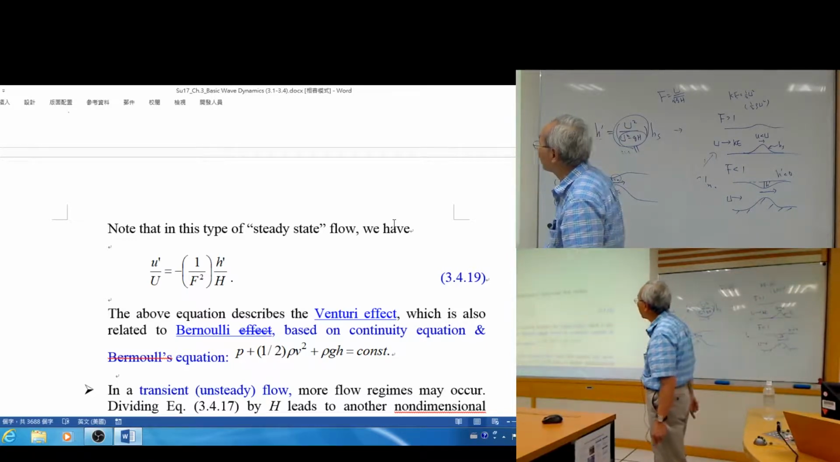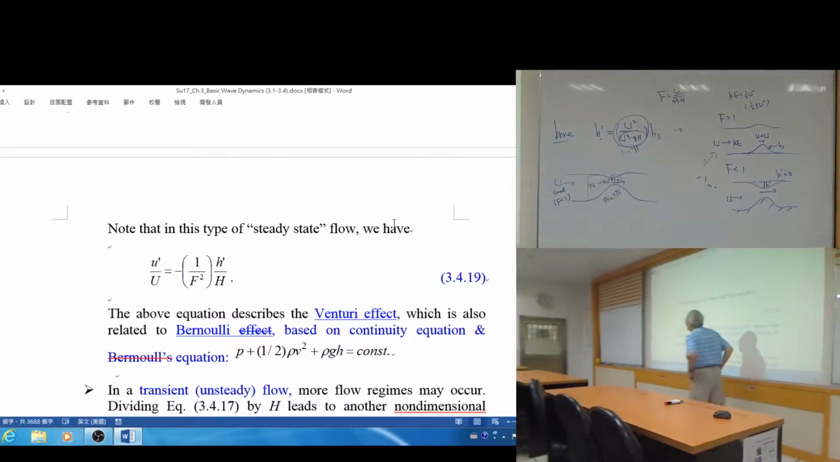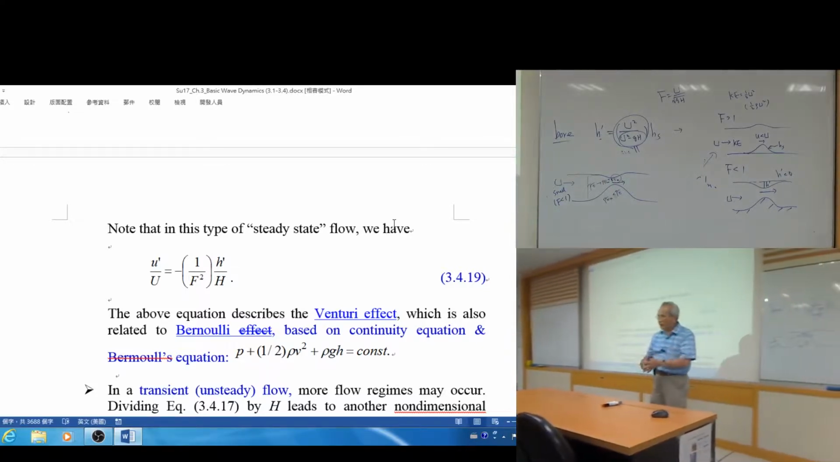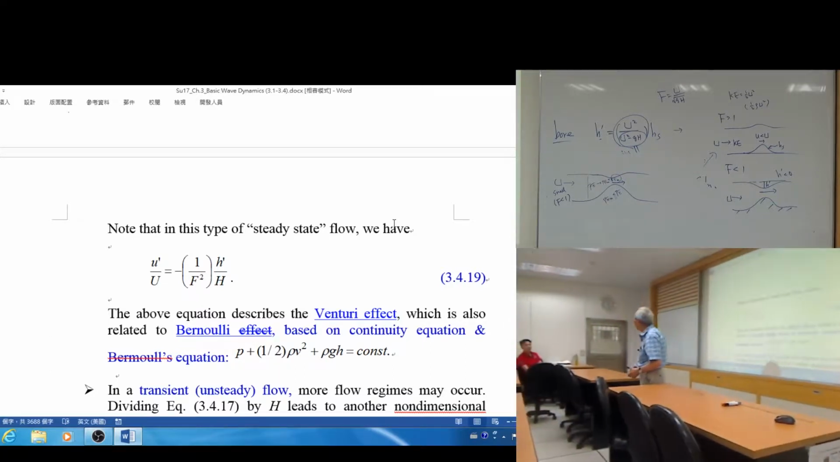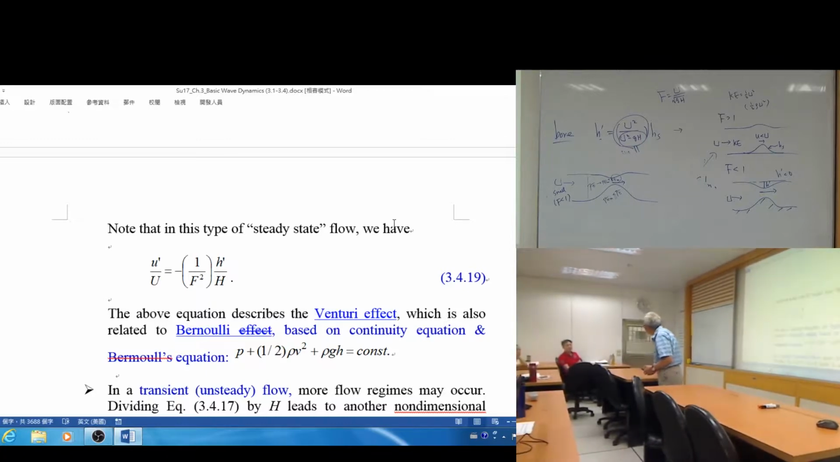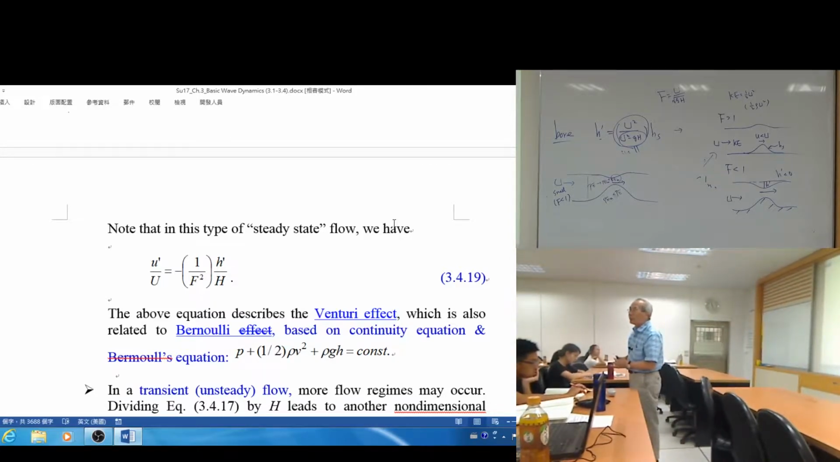What does that mean? Can somebody tell me what the Bernoulli equation, the Bernoulli effect, is? Anybody know the Bernoulli effect?